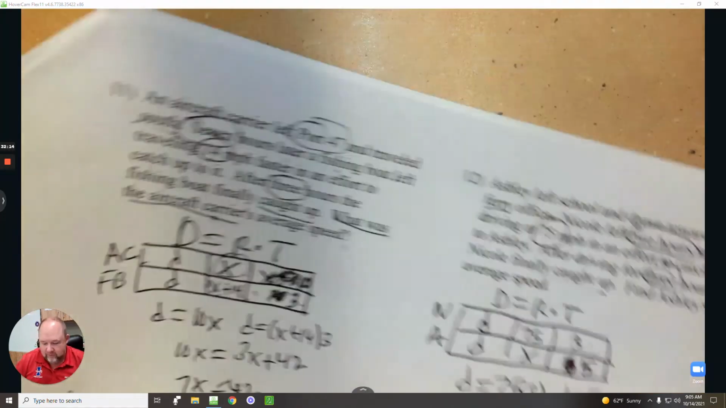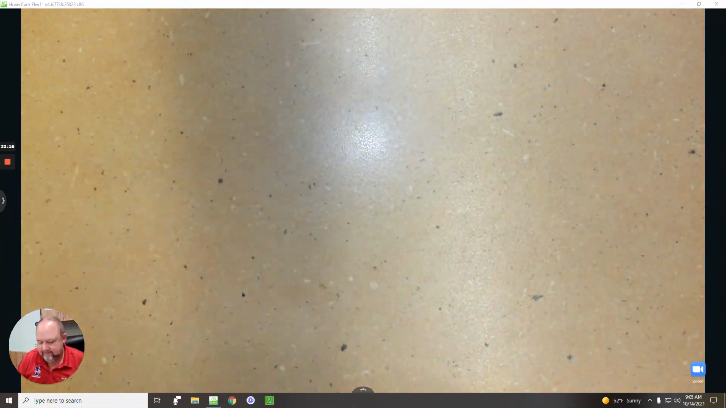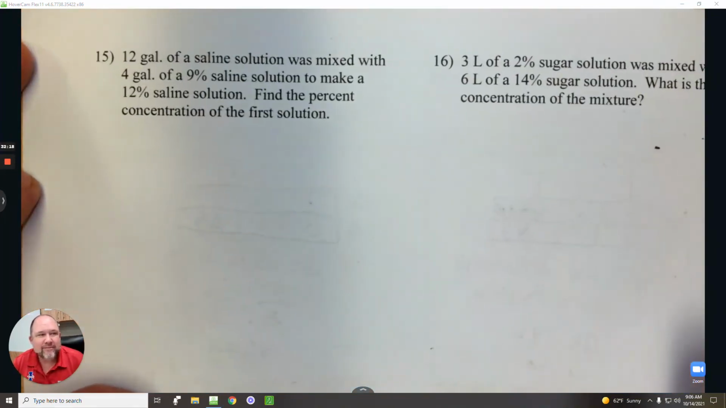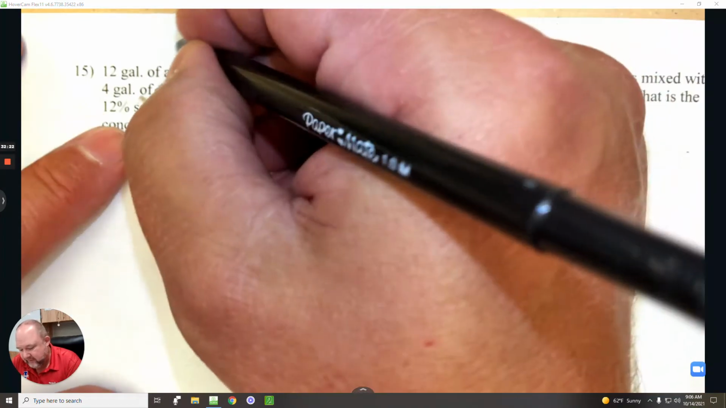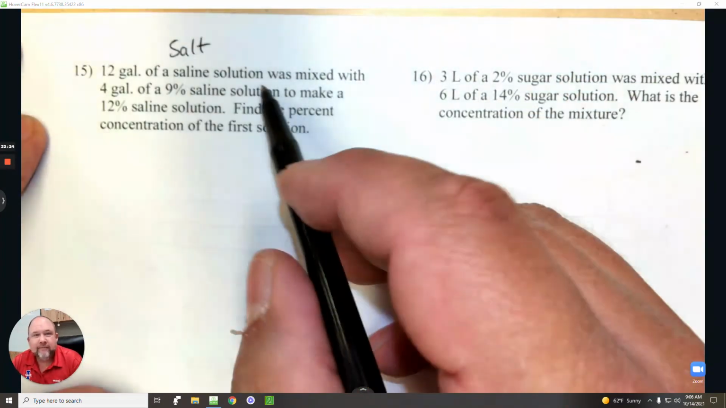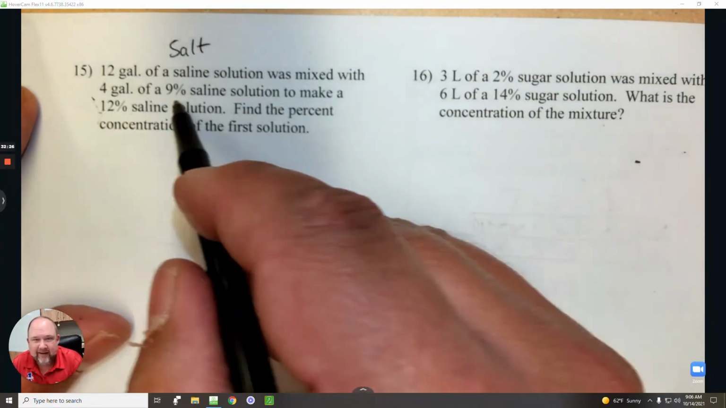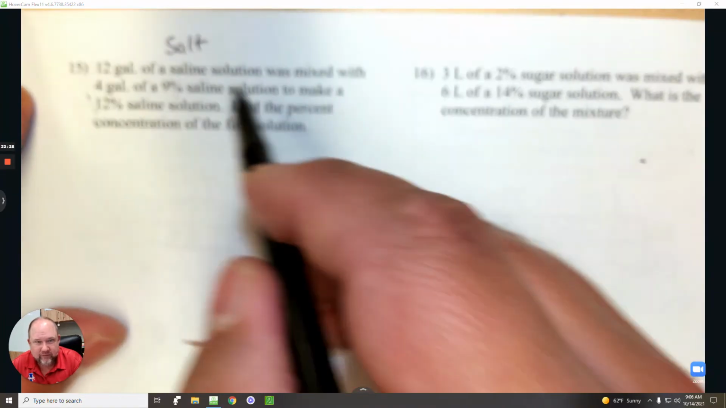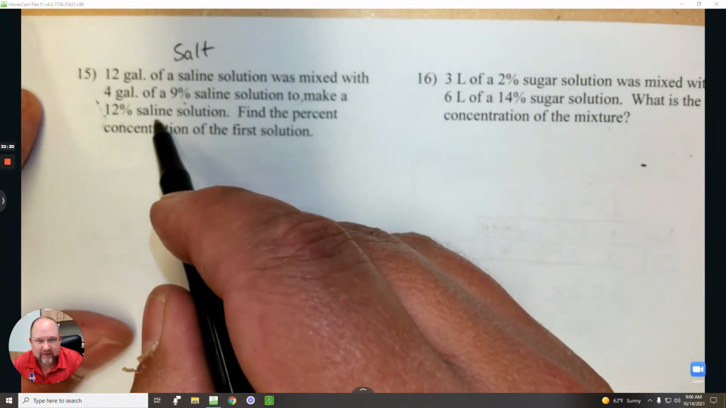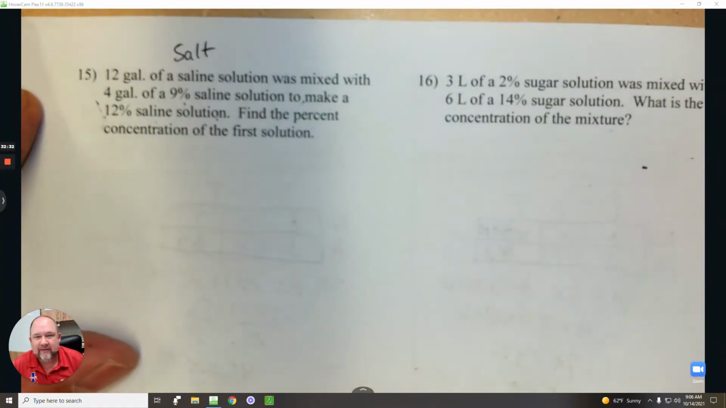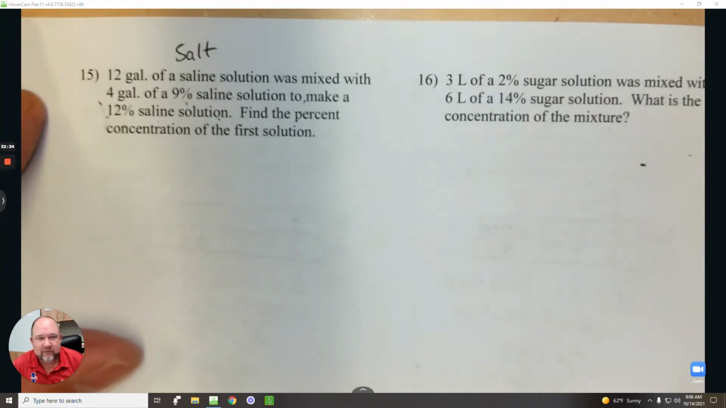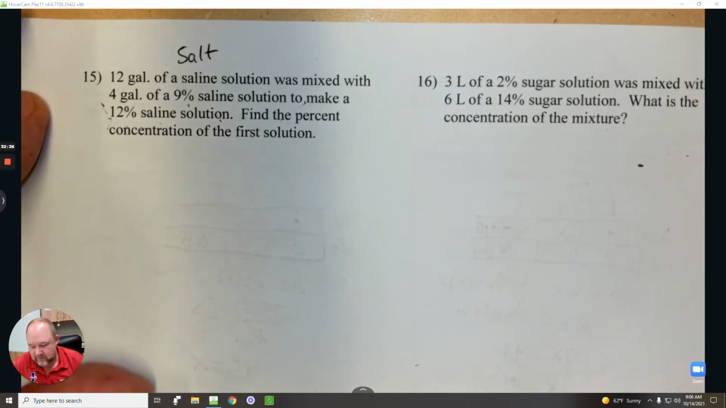All right, turn the page. We're almost done. 12 gallons of a saline. Saline is a fancy word for salt. Was mixed with 4 gallons of a 9% saline solution to make a 12% saline solution. Find the percent concentration of the first solution. There we go.